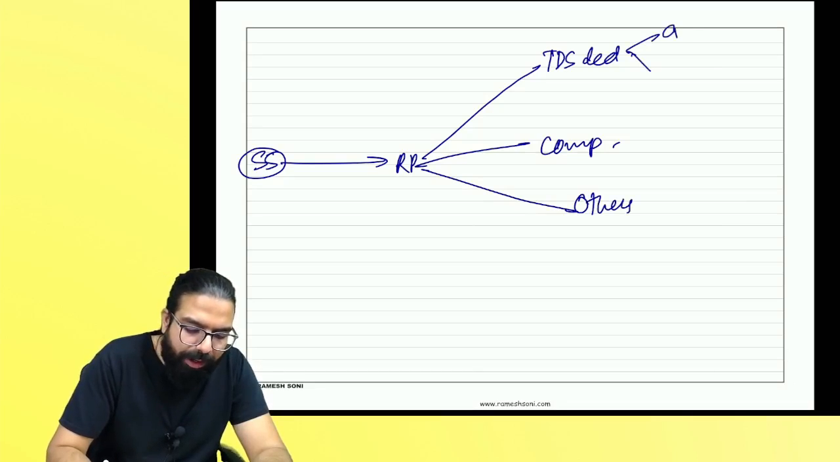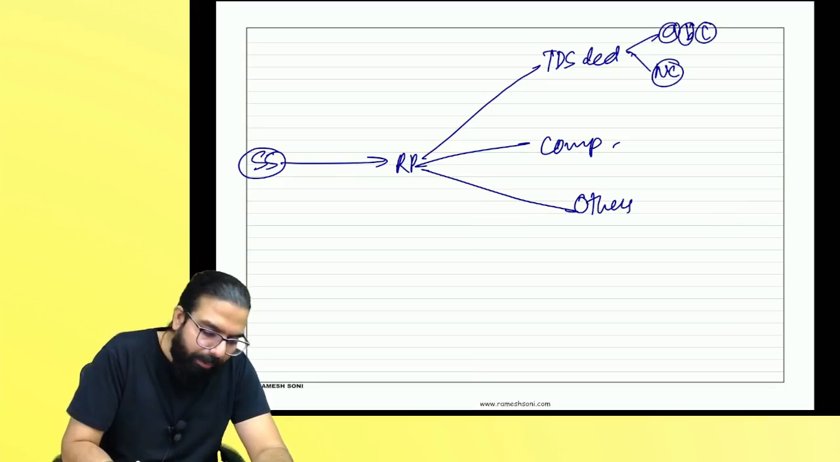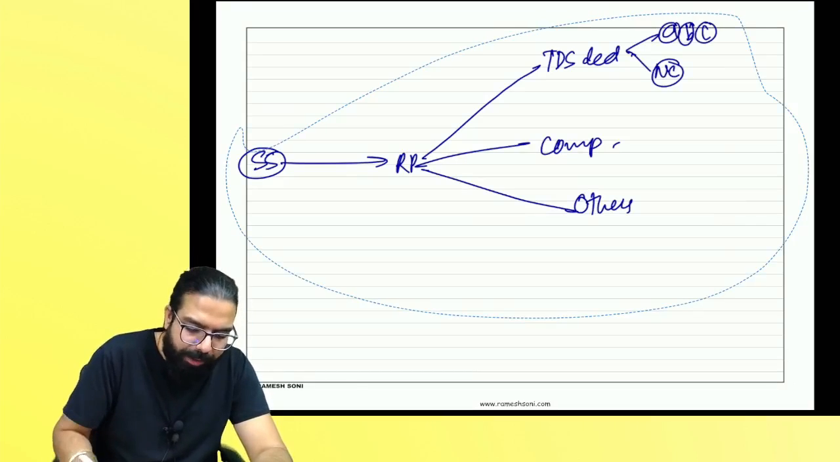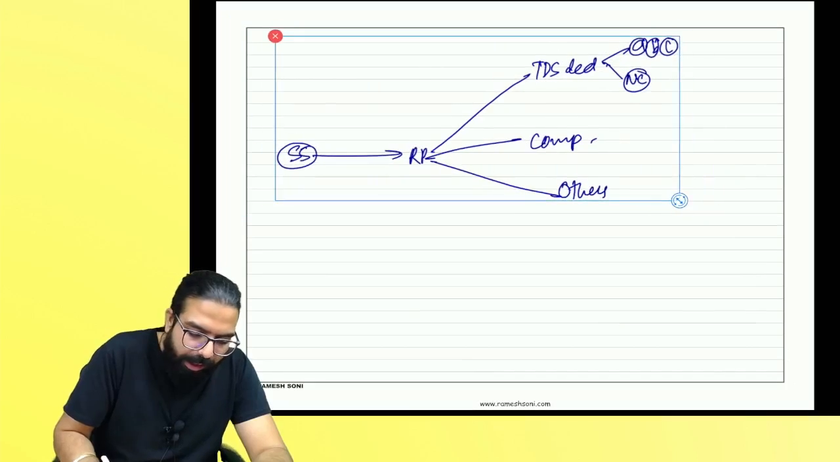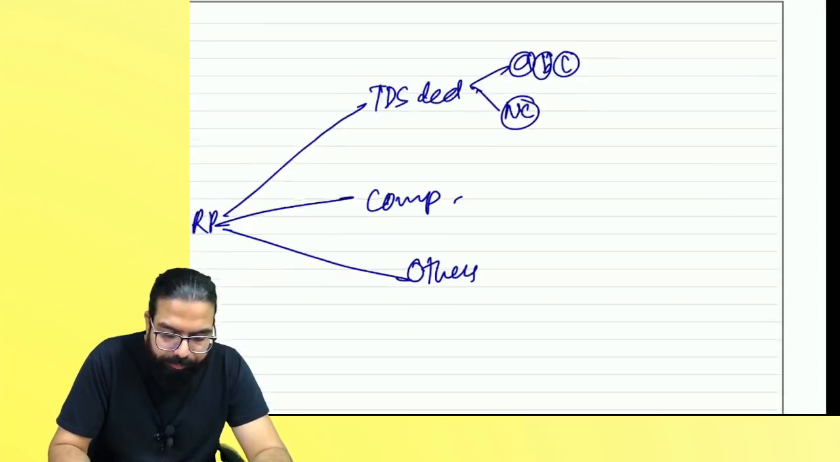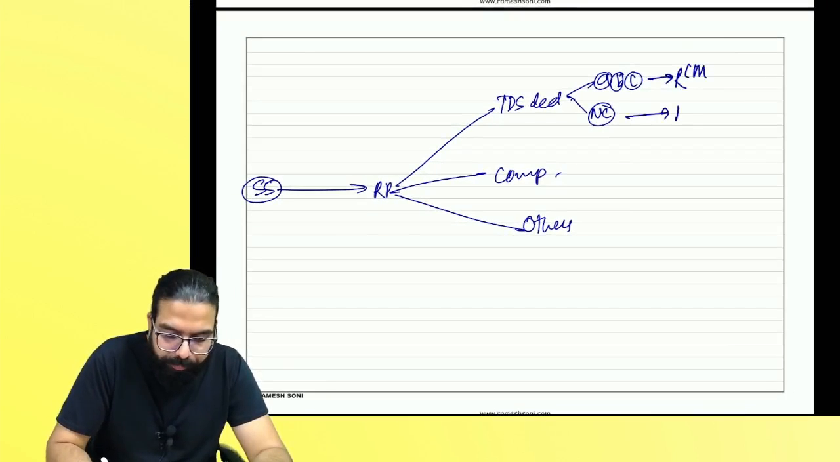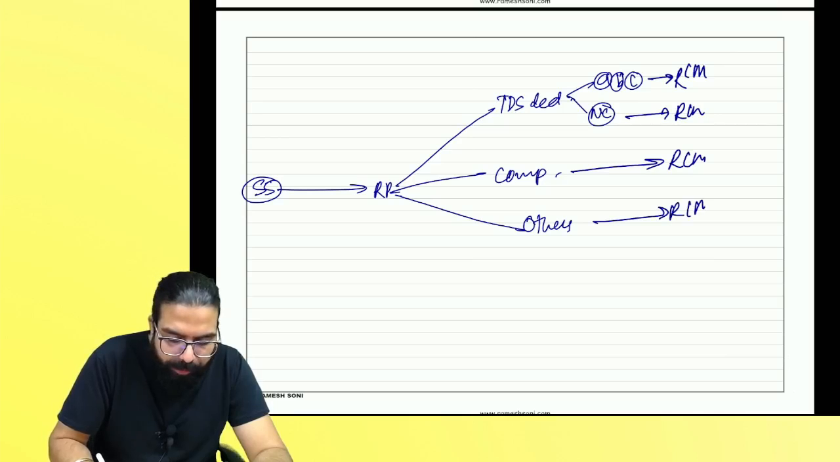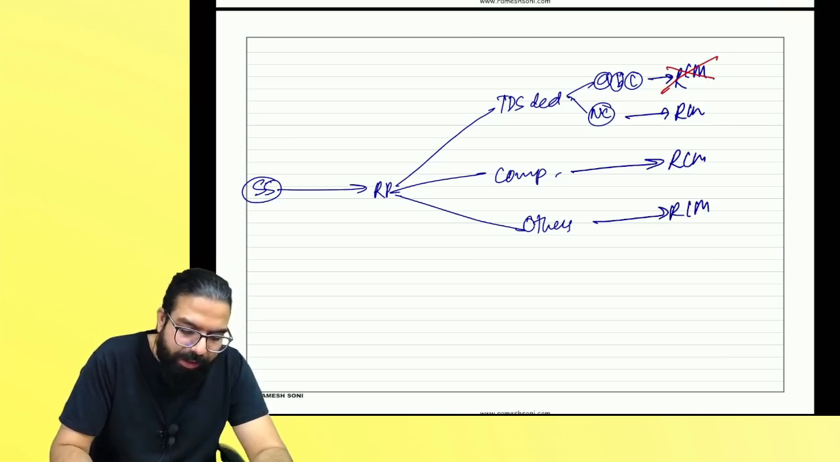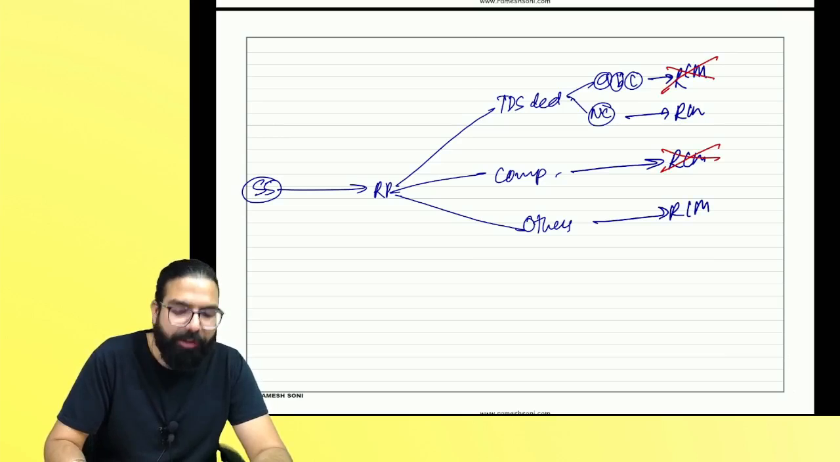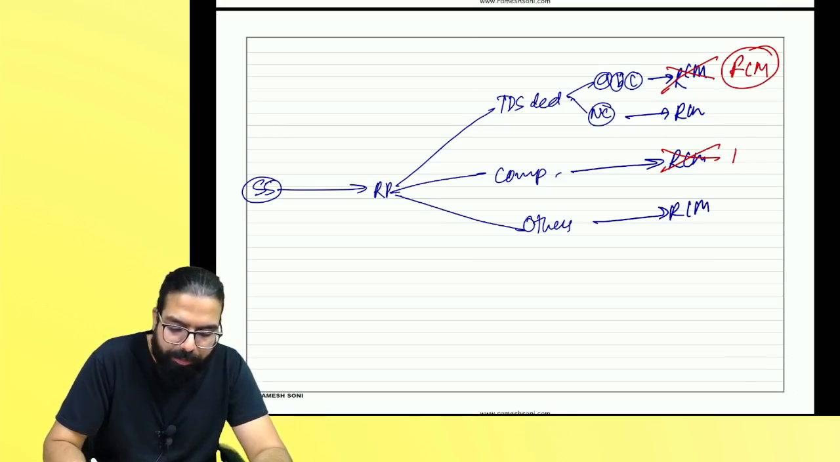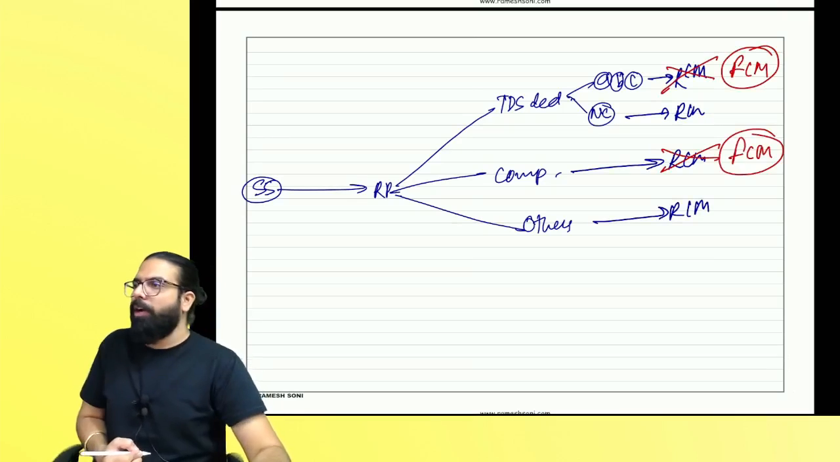TDS deductor also may be A category, B category, C category, and the last one is notified category. Remember one thing, where will reverse charge mechanism be applicable, everyone? If it is given in this scenario, what will happen? First, they told all may RCM. Correct, everyone? Then they told RCM is not applicable. In which scenario? If it is a TDS deductor, RCM is not there. Composition dealer, RCM is not there. RCM is not there means forward charge mechanism will come in this scenario. Can I go ahead, everyone?